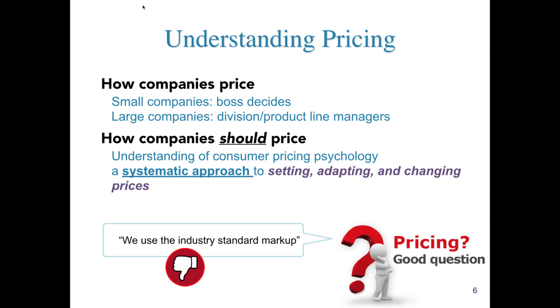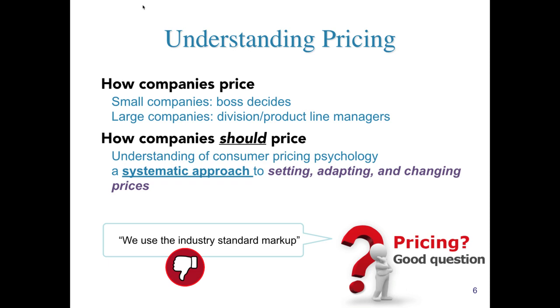But in larger companies, it's often done by the product or brand line managers. But even here, sometimes top management can set pricing objectives and policies that approve lower management's proposals. So it's kind of the funneling down. And sometimes they do it well and sometimes they don't.